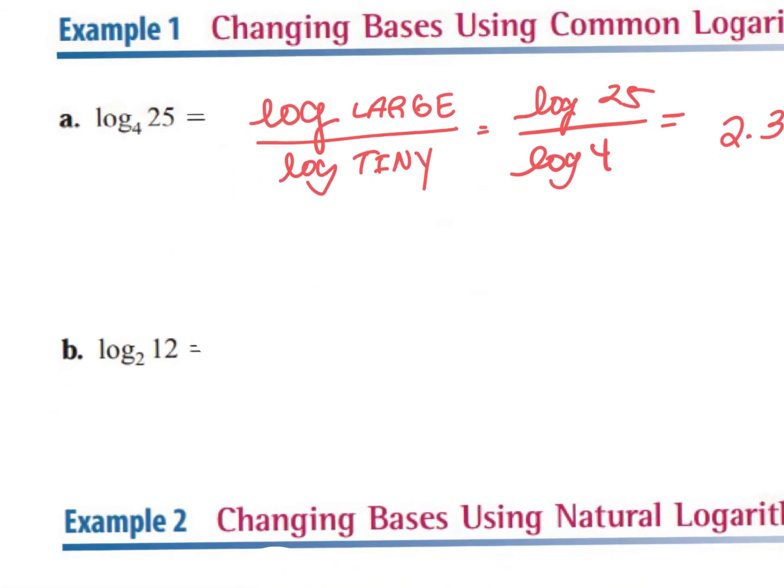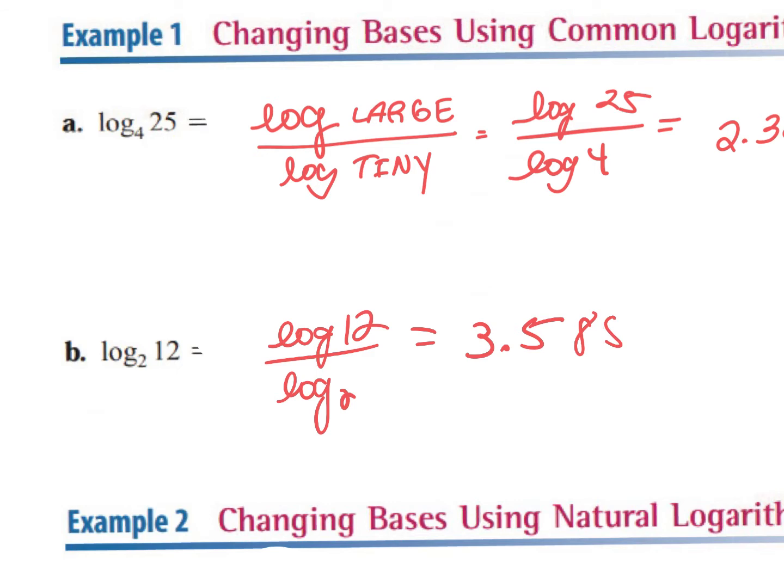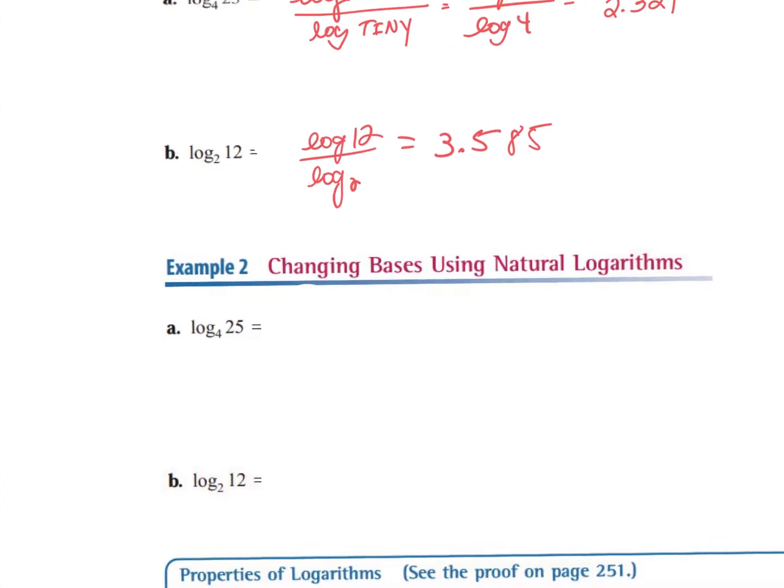So how would you do it in your calculator for B? Log 12 over log 2. So in your calculators, hit log 12, close your parenthesis, and then divide by log 2. What did you get? 3.5849, so 585, something like that. Okay, perfect.